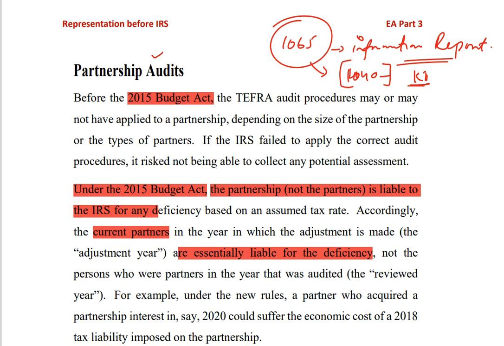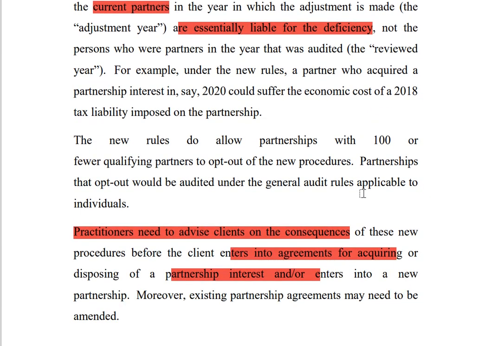So the current partners would be liable for any of the deficiencies, even for the previous partners. So practitioners need to advise the partners getting into a partnership agreement or buying partnership stakes from previous partners with regards to these issues. As we know, the current partners would be liable for any of the deficiencies assessed by the IRS during the previous years, wherein these partners may not have been partners. These are new partners. Old partners will get off free under these provisions.